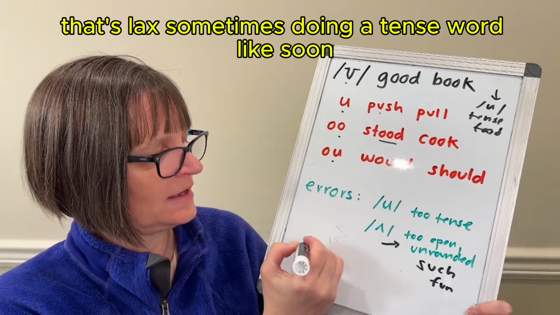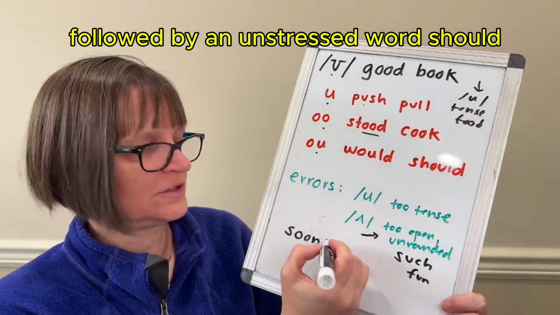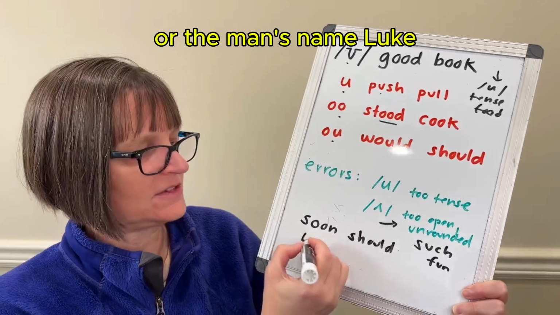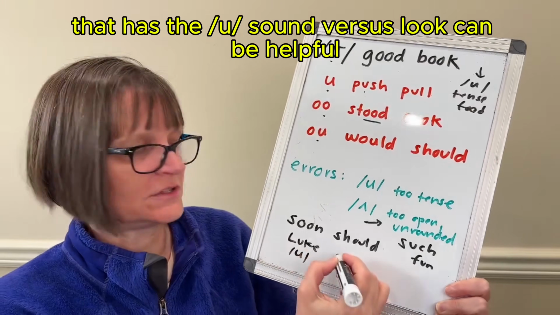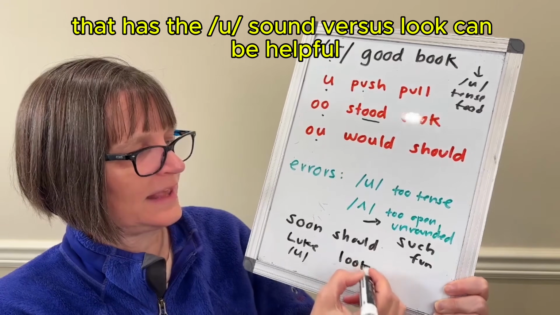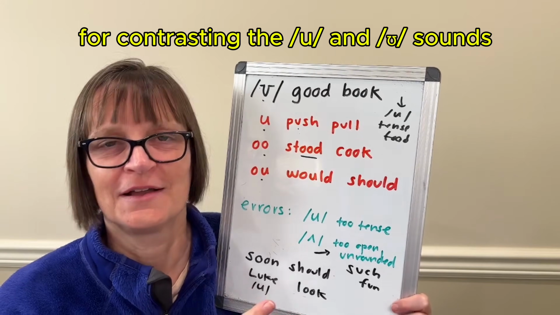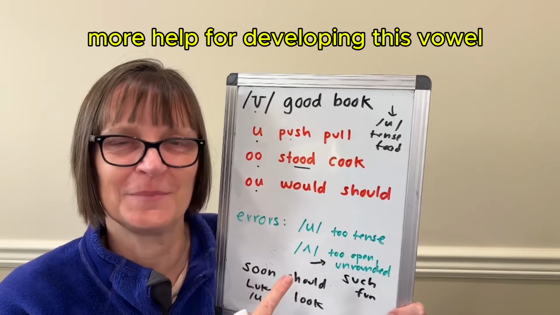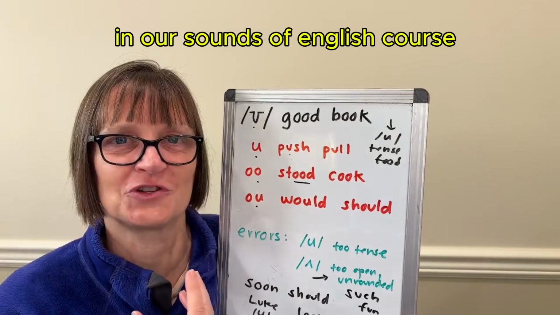Sometimes doing a tense word like soon followed by an unstressed word, should, or the man's name Luke that has the oo sound versus look can be helpful. You can get more contrast in my video for contrasting the oo and sounds. More help for developing this vowel and the other vowels of English in our Sounds of English course.